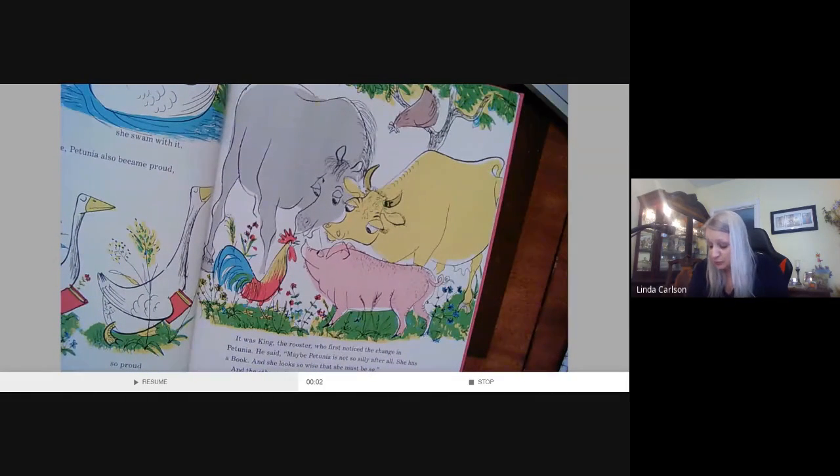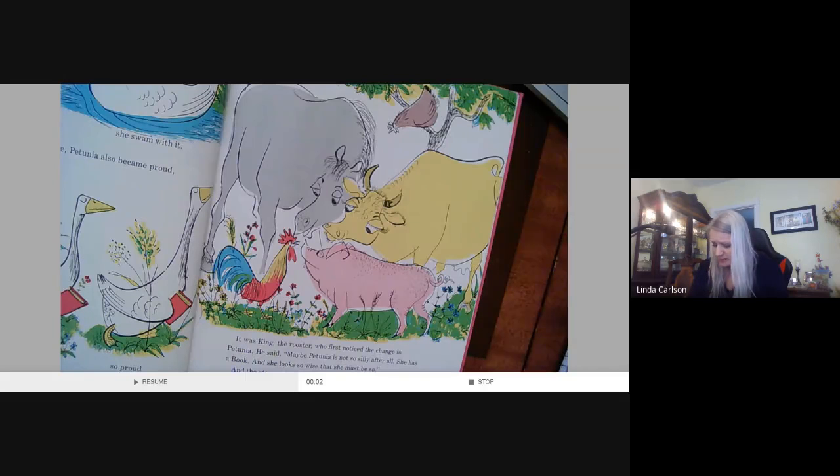It was King the rooster who first noticed the change in Petunia. He said, maybe Petunia is not so silly after all. She has a book, and she looks so wise that she must be. And the other animals began to believe in Petunia's wisdom too. They asked her for advice and opinions, and Petunia was glad to help, even when she was not asked.